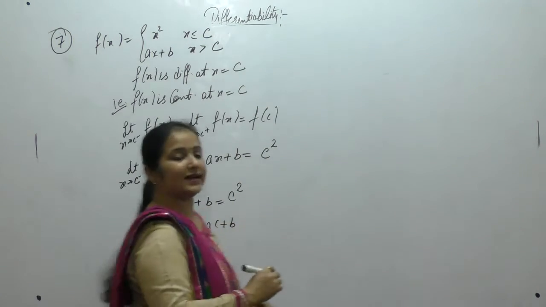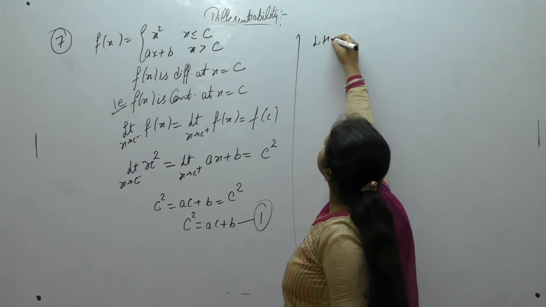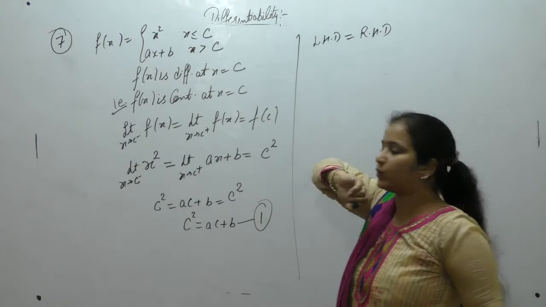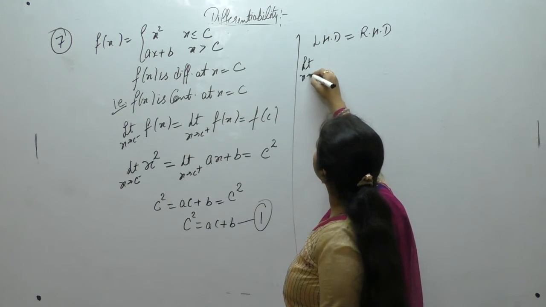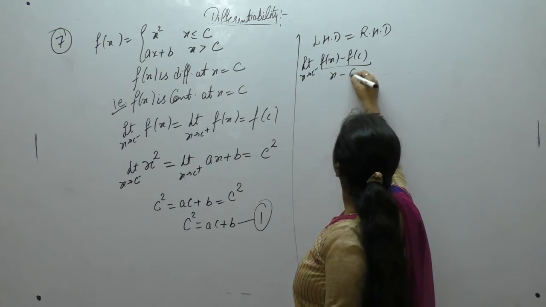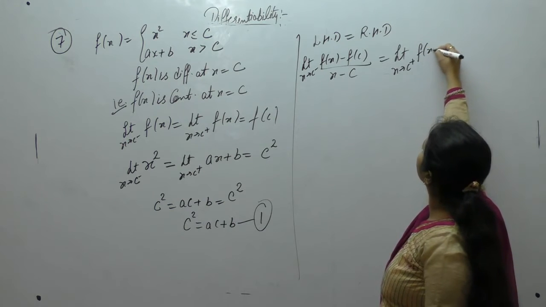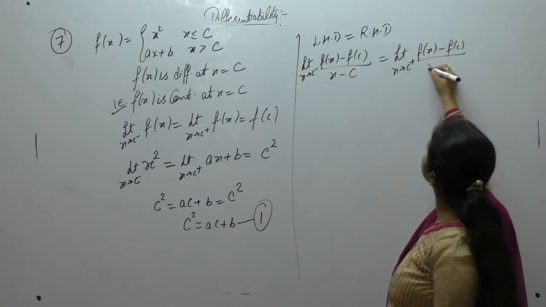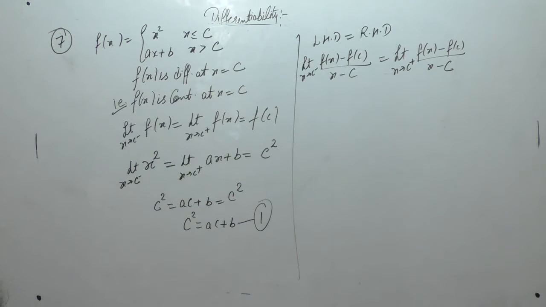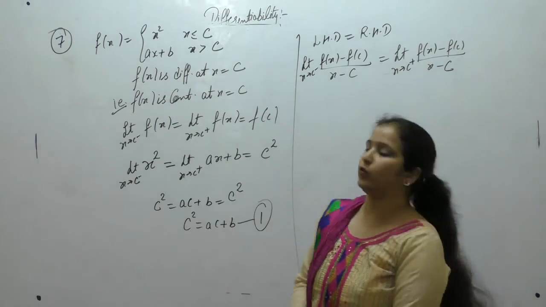Now it is given that the function is differentiable. If the function is differentiable then the left hand derivative and right hand derivative will be equal. Limit x tends to c negative, f of x minus f of c upon x minus c is equal to limit x tends to c positive, f of x minus f of c upon x minus c. Is it clear? If the function is differentiable then its left and right hand derivatives will be equal.